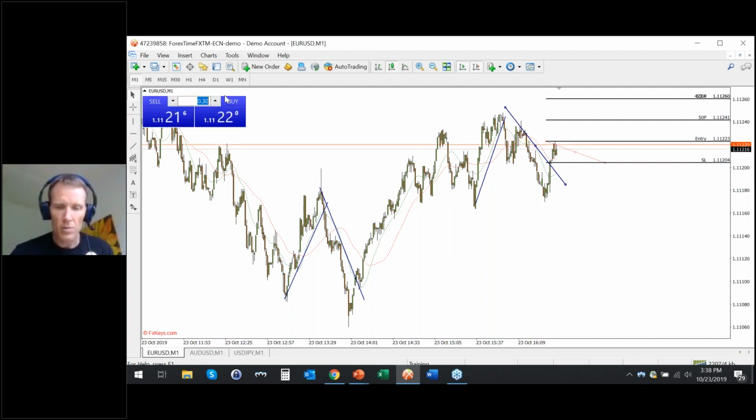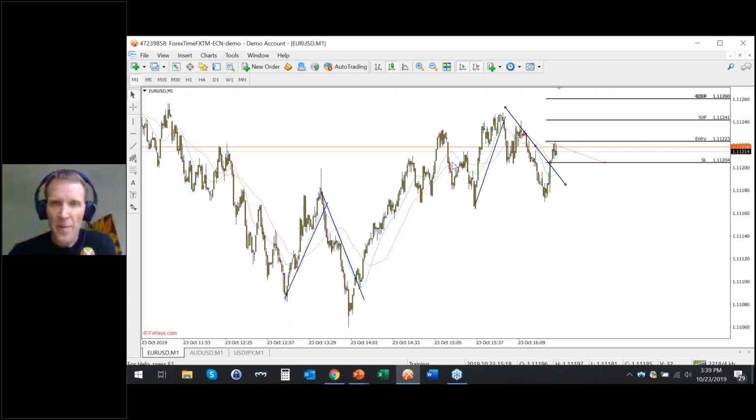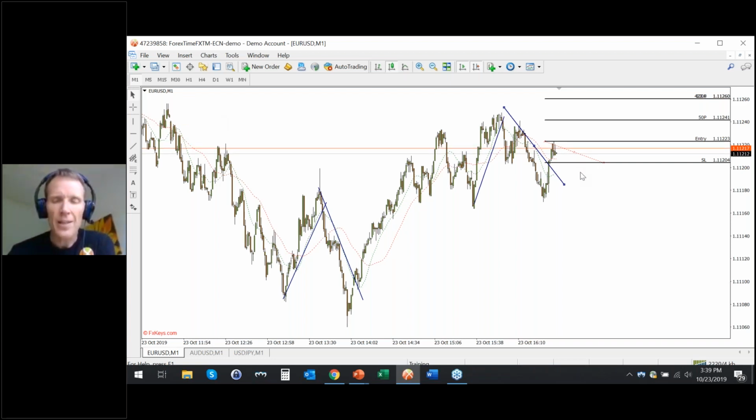I'm like a 0.21 here. I'm not focusing on lot sizes here, or lot sizing. We're just looking at the execution of a proper trade, the early stages of the next trend.